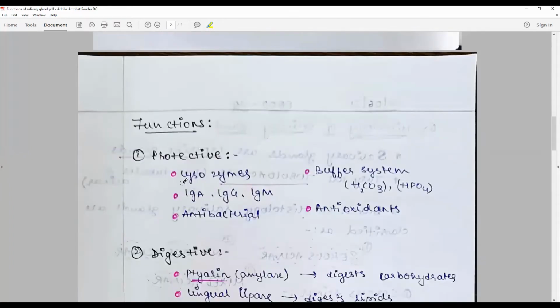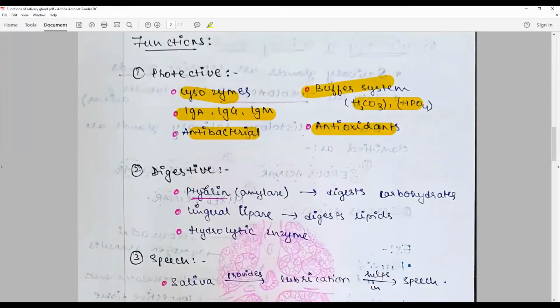The main function is protective. They contain lysozymes, buffer system, bicarbonates, phosphates. They contain immunoglobulins, antibacterial substances, and antioxidants, which are responsible for protection against bacteria and viruses. The digestive functions include secretion of ptyalin, lingual lipase, and hydrolytic enzymes. The ptyalin starts the digestion of carbohydrates, breaking down complex carbohydrates, whereas lingual lipase initiates lipid digestion.